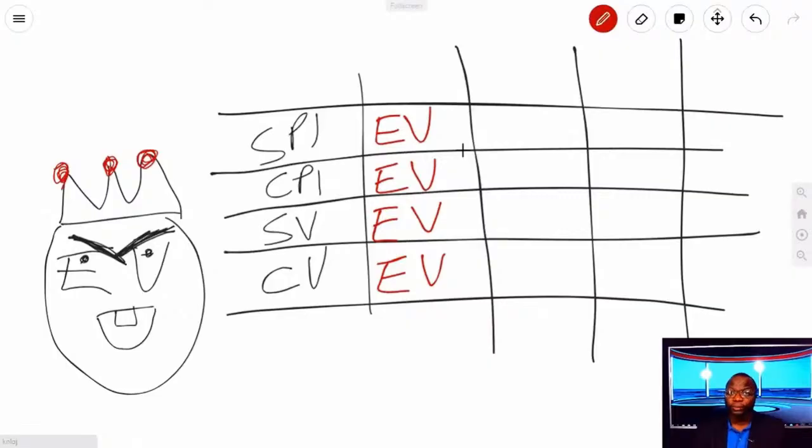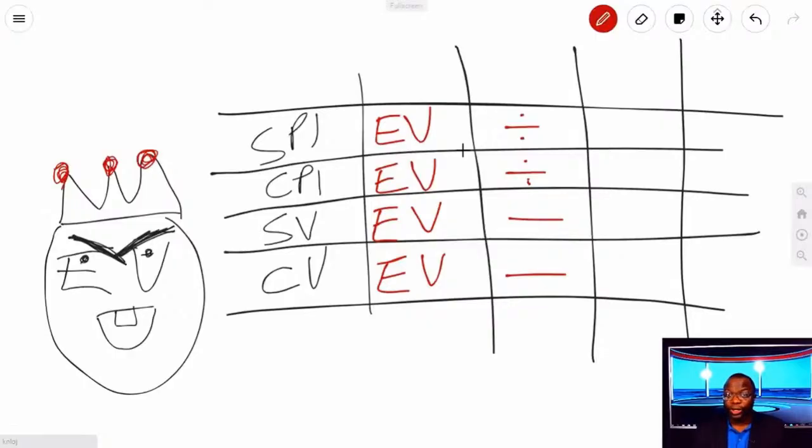If we are talking about an index, we divide. So put division where you have an index, and where we're talking about a variance, you subtract. Boom! I just gave you half of the equations. Easy. Earned value is king. Index, divide, variance, subtract.